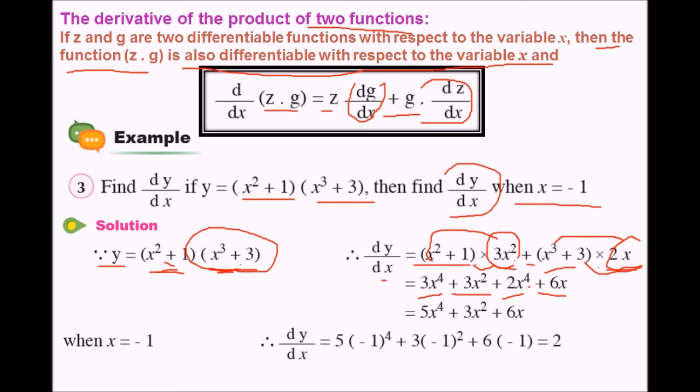Then the simplest form of dy by dx is equal 5x to the power 4 plus 3x to the power of 2 plus 6x. When x is equal -1, then dy by dx is equal 5 times -1 to the power 4 plus 3 times -1 to the power of 2 plus 6 times -1. Then the result will be 2.